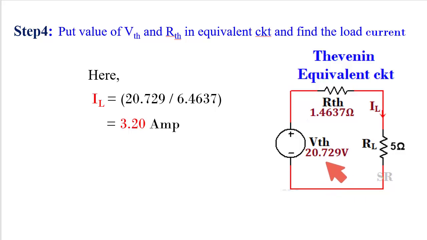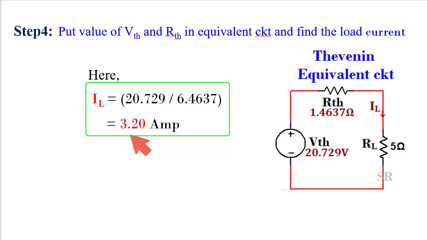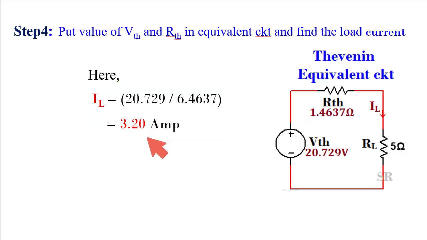So at last, to find the ultimate load current, we need to put the values of VTH and RTH in the equivalent circuit. VTH is 20.729, RTH is 1.4637 ohm, which is connected in series with the load resistance of 5 ohm. So IL will be this voltage divided by the summation of these two resistances, and ultimately IL is 3.20 ampere. This is the answer.